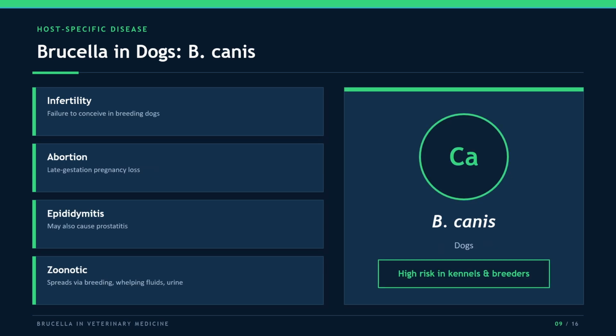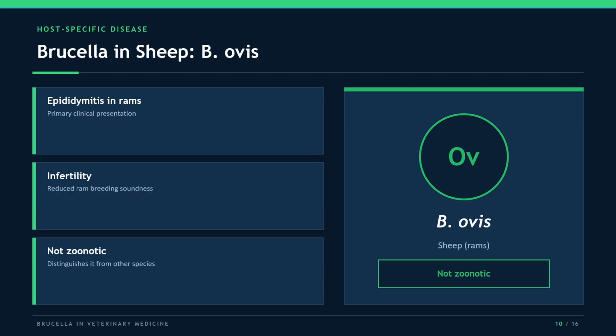B. canis causes reproductive disease in dogs: infertility, abortion, epididymitis, and prostatitis. It spreads through breeding, whelping fluids, and sometimes urine. Kennels and breeding facilities are high-risk environments. It's zoonotic, though human cases are less common than with B. melitensis or B. suis.